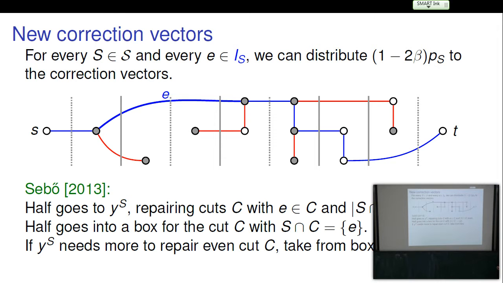And so I will put the other amount that I still have, the other half, into a box that is assigned to this cut, where this is the only edge. And then the other trees can take out of this box if they still need something, if it's not already done. And that works out.